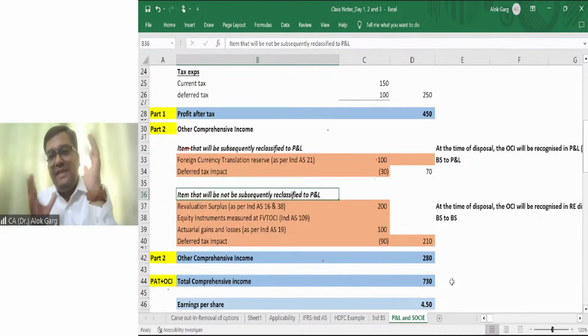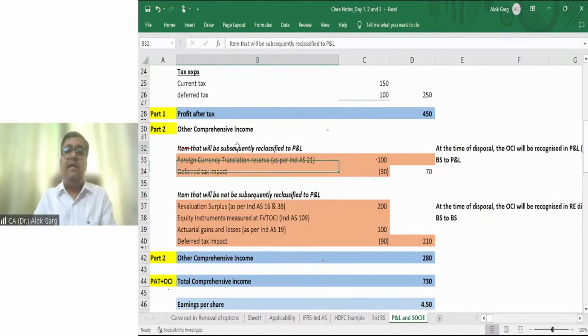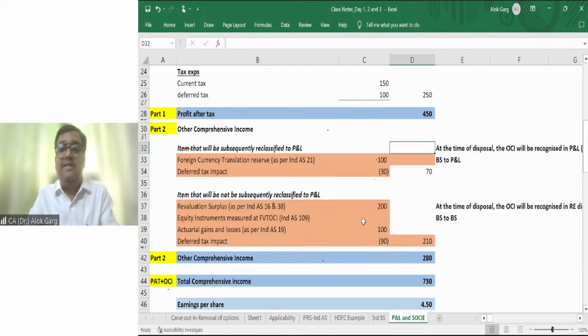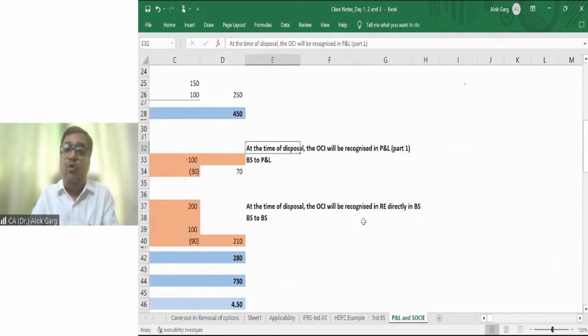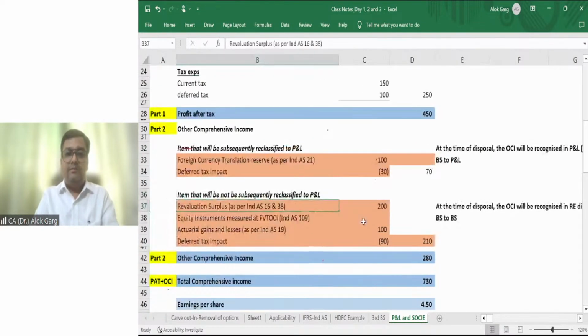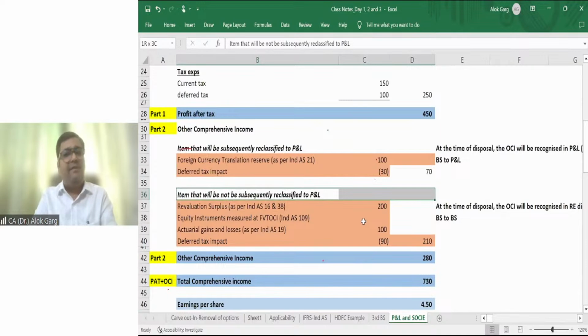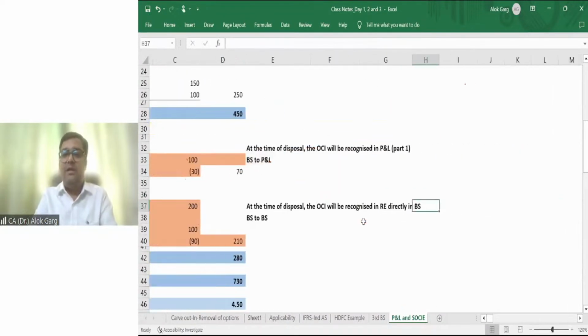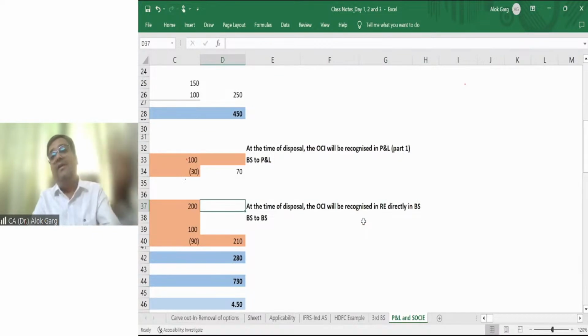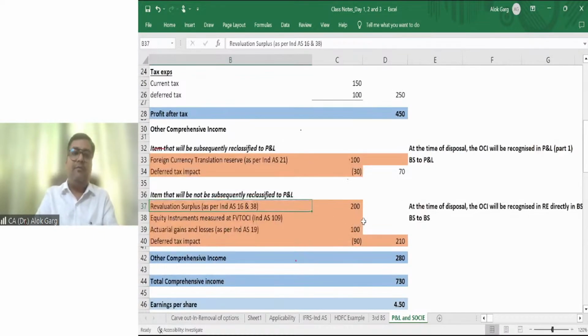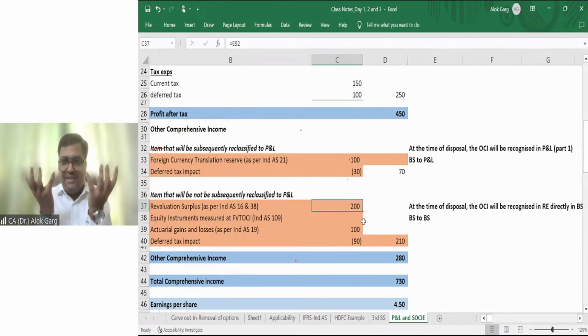So friends, for OCI, Ind AS 1 says that there are two parts of OCI. Number one, items that will be subsequently reclassified to P&L, means at the time of disposal, the OCI will be recognized in P&L. Number two, items that will not be reclassified to P&L, means at the time of disposal, the OCI will be recognized in the retained earnings directly in the balance sheet. What does it mean? For example, this revaluation surplus, which is there, what will happen? This revaluation surplus is now OCI reserve.